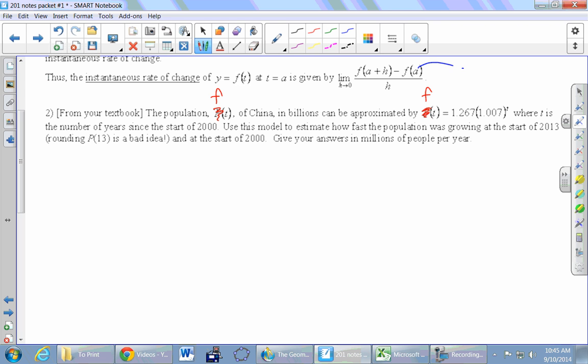A is the particular input value that we're interested in. What is the input value this question is asking about? It's 13, because we're trying to figure out what's happening at 2013. So A is equal to 13 in our problem.